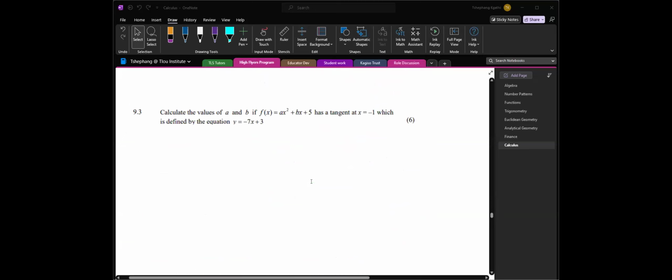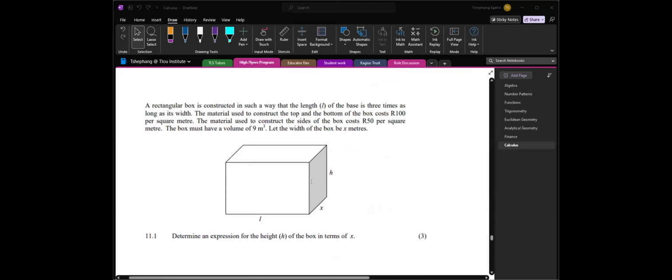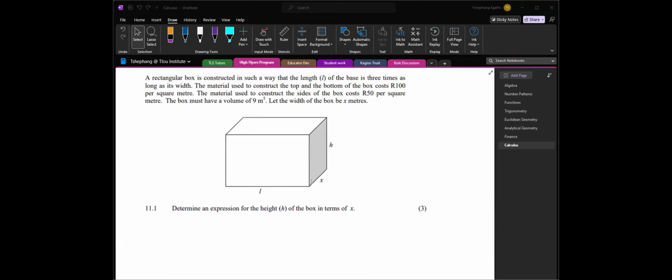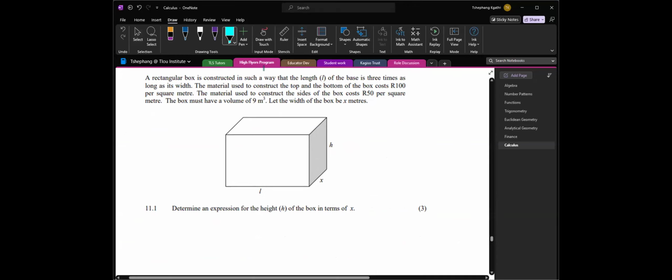There is another question. We need to use applications. Let's look at that. A rectangular box is constructed in such a way that the length of the base is 3 times. If we just highlight that, it might be very useful.